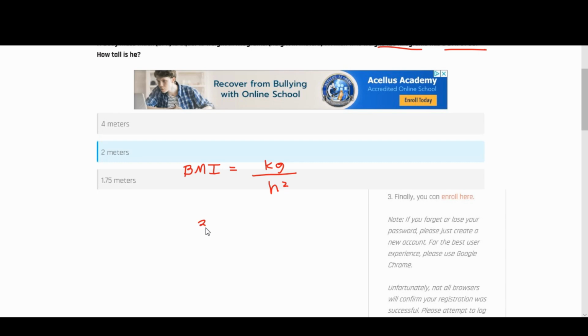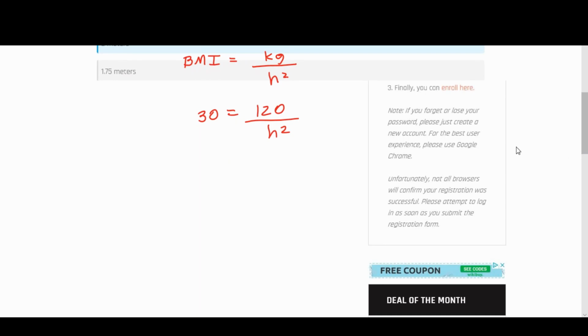Again, we're told the BMI is 30. We're told the weight is 120. And we want to know how tall he is. So at this point, we can start working on solving this problem. The goal here, as I mentioned in a problem earlier, is to solve for the missing variable h in this case. So to do that, we're going to try to get it by itself.